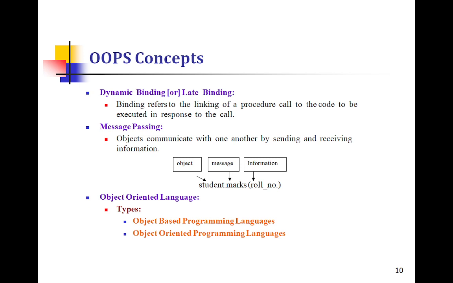Then the next point is dynamic binding and late binding. Dynamic binding refers to the linking of procedure calls to the code to be executed in response to the call. So it means that it will connect. Dynamic means that during the runtime, a connectivity or link can be made between the function call and the function definition.